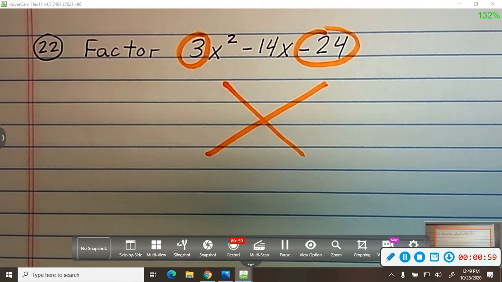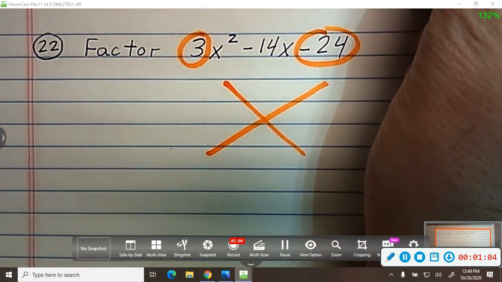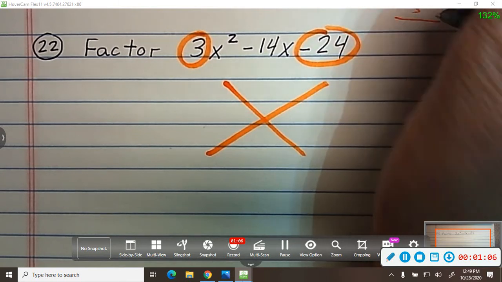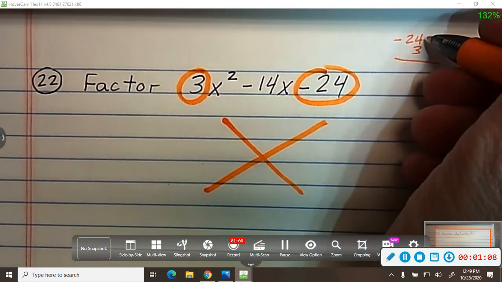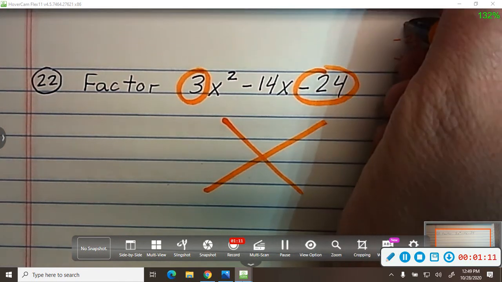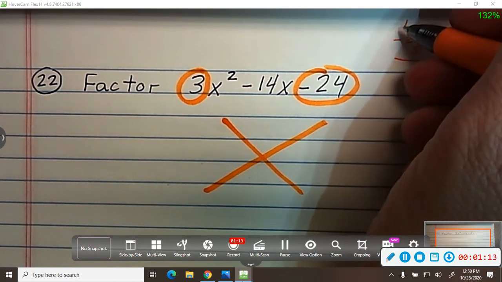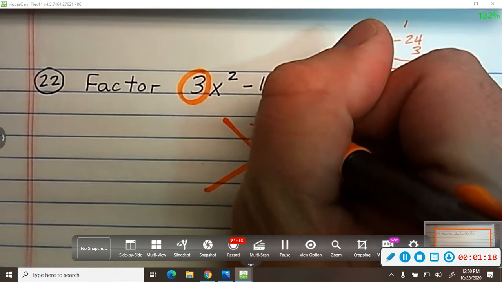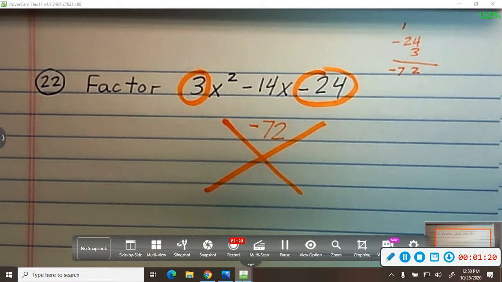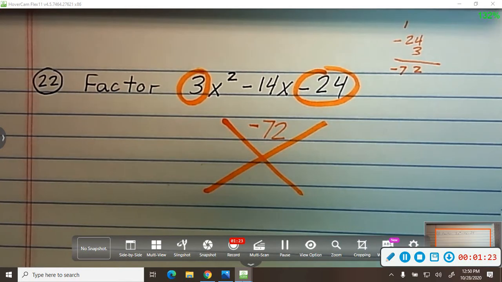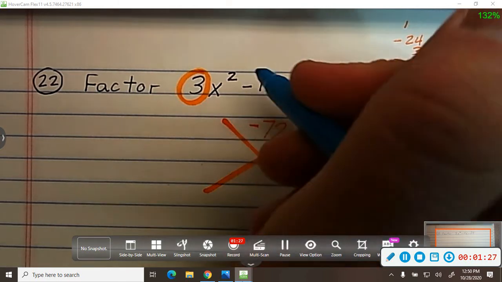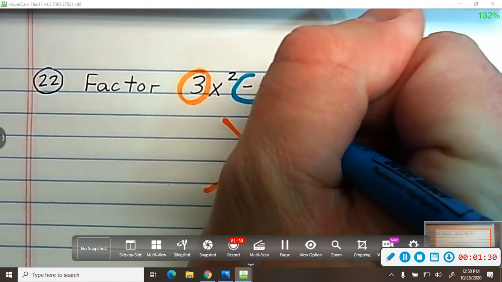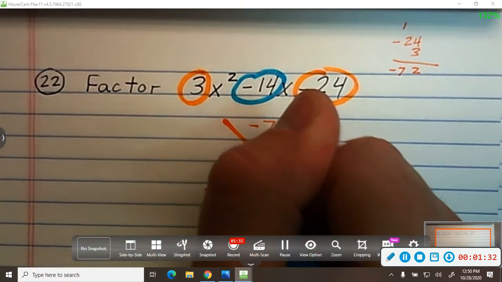So I have to think to myself, what is negative 24 times 3? It would be 4 times 3 is 12. Negative 6 plus 1, negative 72. So I'm going to put negative 72 up here. That's negative 24 times 3. Now what goes on bottom is your middle term, just like before. So I'm going to put negative 14 here.